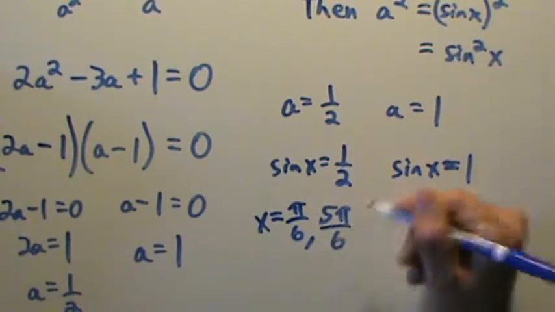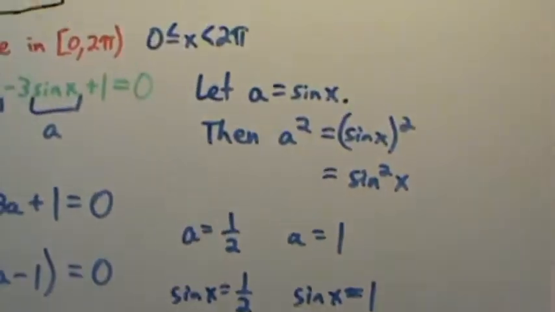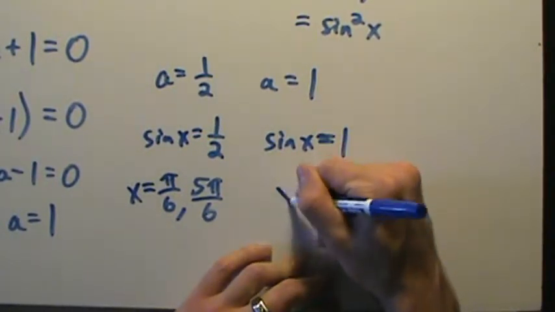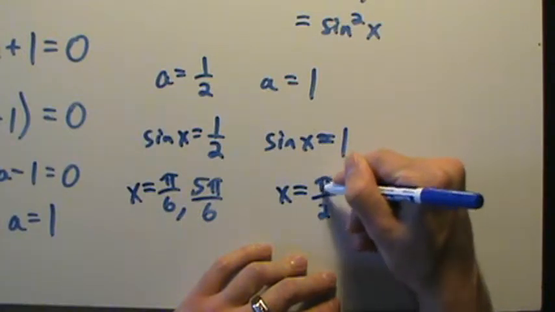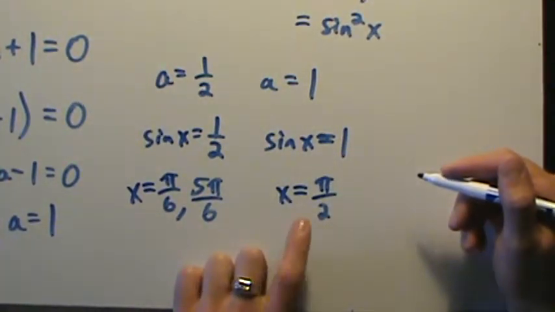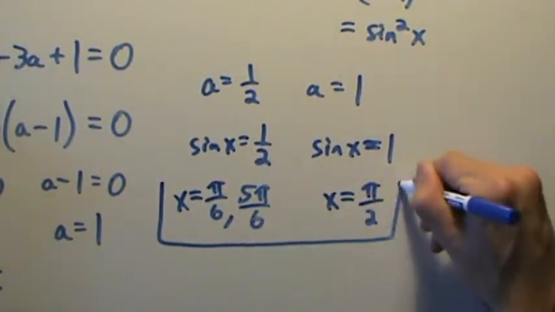Okay. What about over here? Sine of x equals 1. What are the values of x between 0 and 2 pi such that sine of x is 1? Well, there's actually only one such value, and it's pi over 2. Okay, sine of pi over 2 is 1, and that's the only value of x between 0 and 2 pi with the sine value of 1. Okay. So that's pretty much it for example 13.